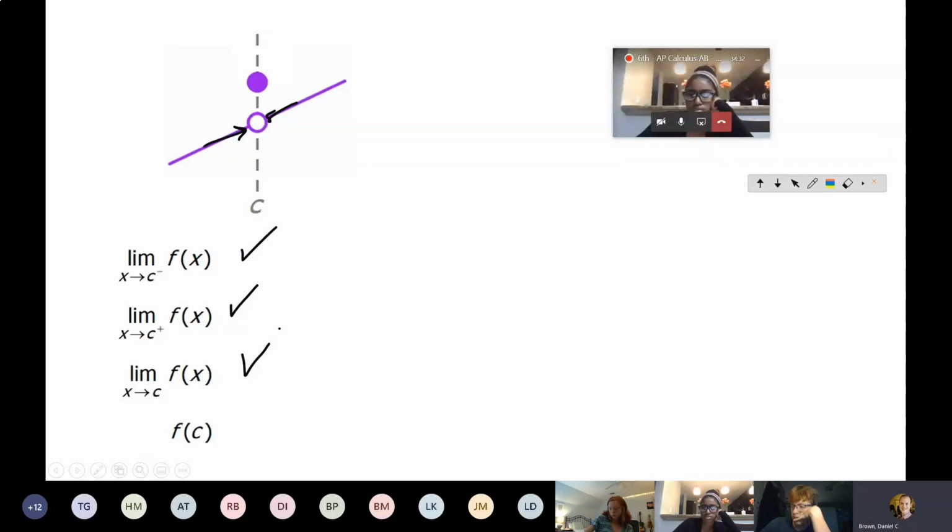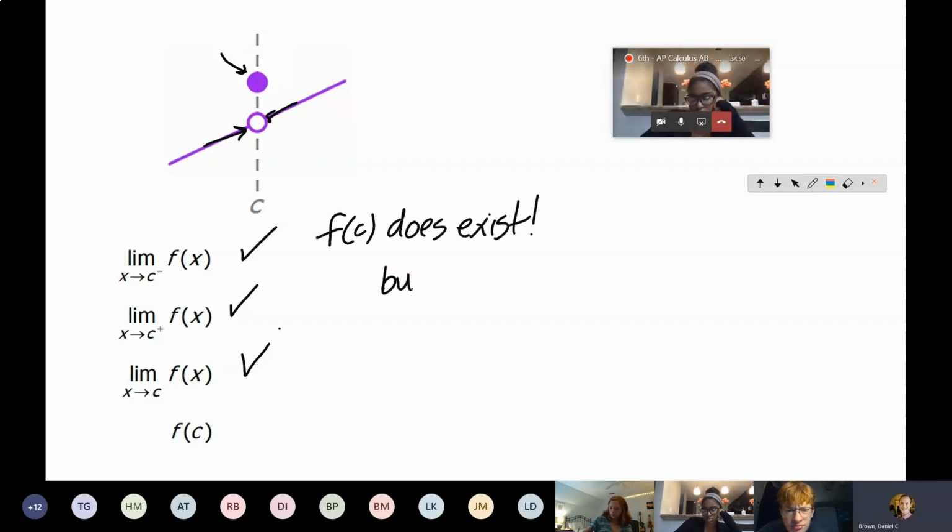Is there a portion of the function that exists at c? Yes, so it's floating above it, but the value does exist. So f of c does exist. But this is the case where the value, which is that closed circle hanging above the function, does not equal the limit. Because the limit is the open circle in this graph, the value is the closed circle.